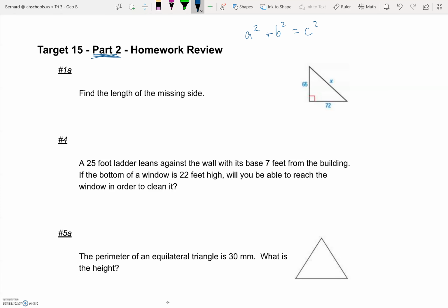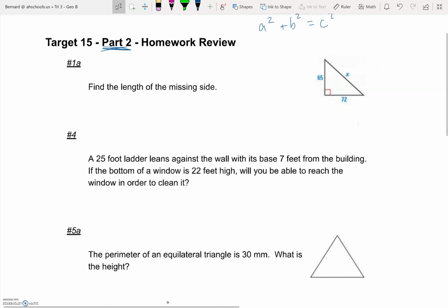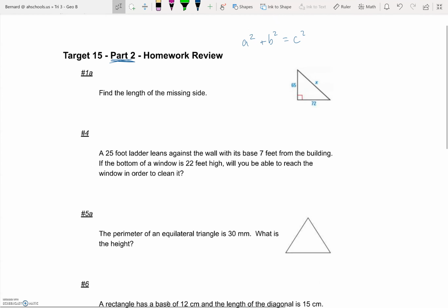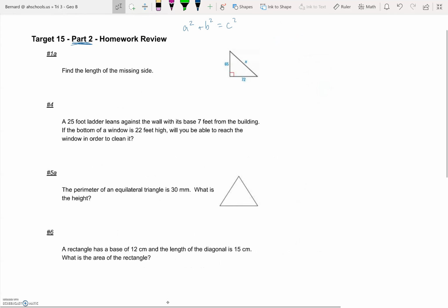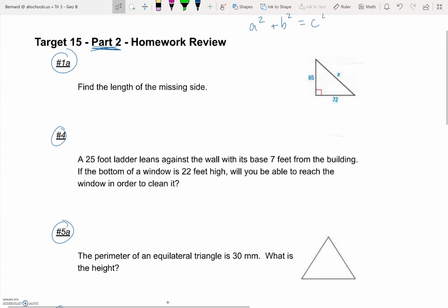So in some way, shape, or form, we will use that equation in all of these problems to find a missing side. Sometimes that'll be it. Other times we'll do something else with that missing side we find. So here we go. Remember, we are doing 4 specific problems that are actually on the Part 2 homework. So 1A, 4, 5A, and 6 this time. All right, so let's walk through these.